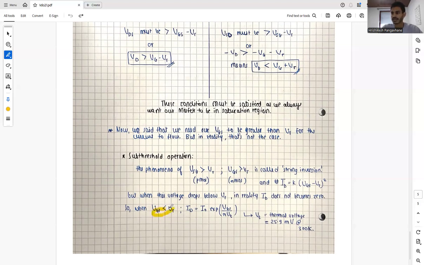When VGS is less than VT, ID is an exponential value, which is I naught times exponential of VGS divided by n times VT, where this VT is the thermal voltage, which is basically 25.9 millivolts at 300 Kelvin, or room temperature.